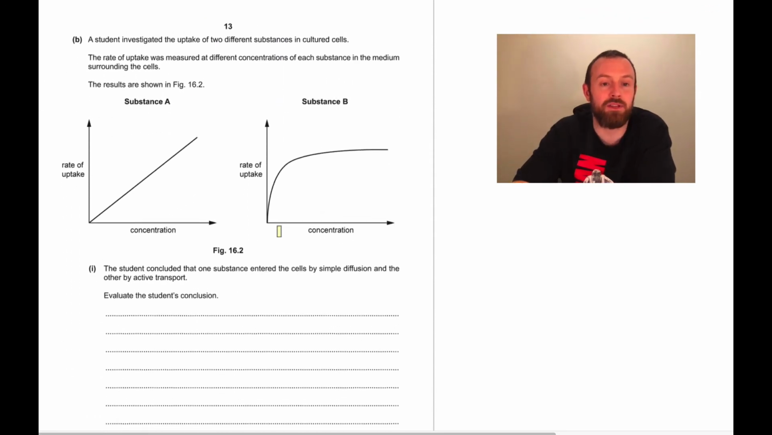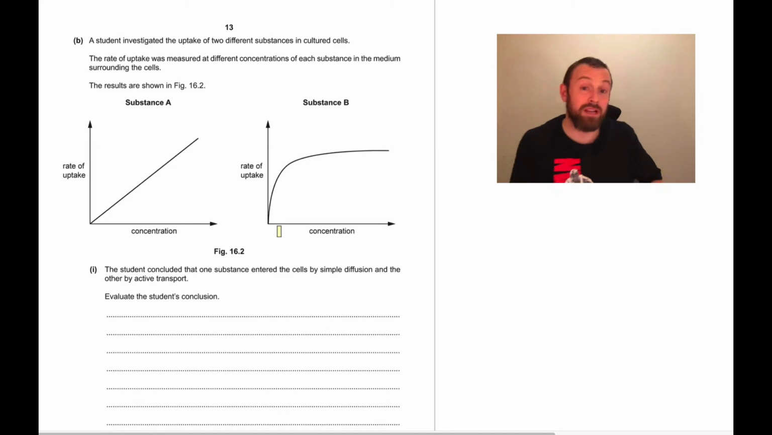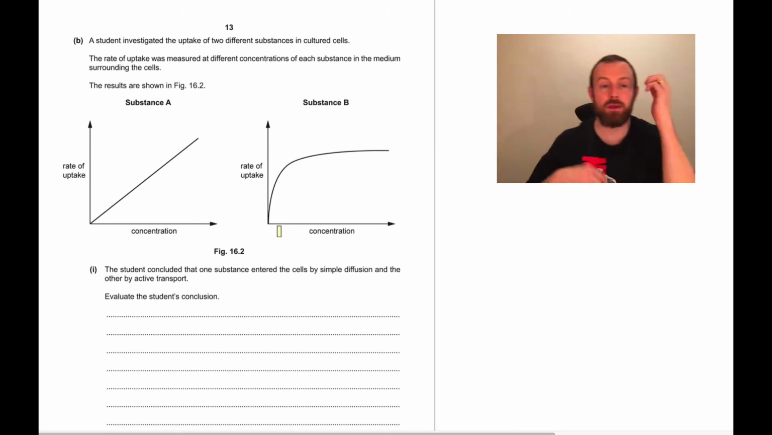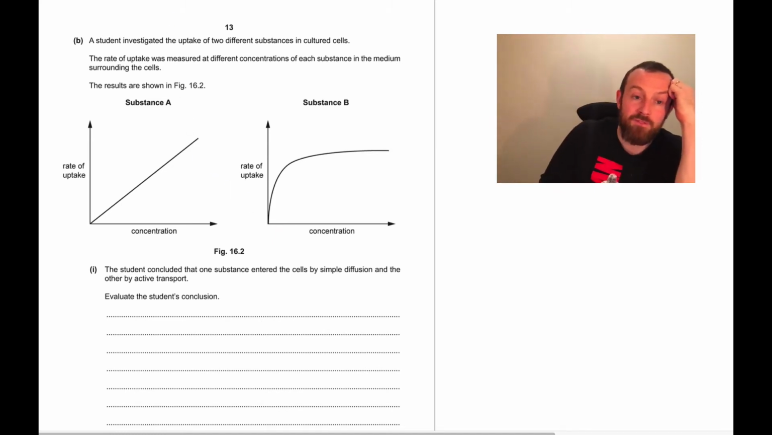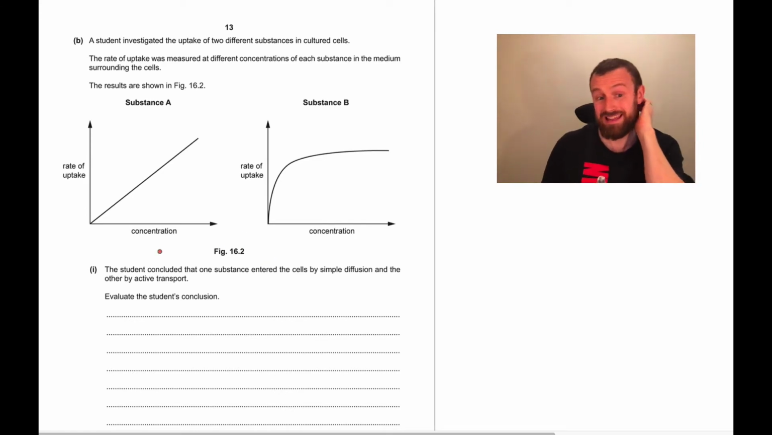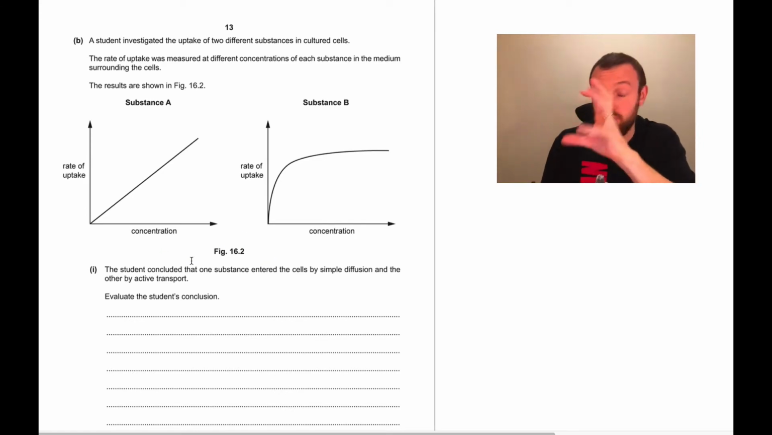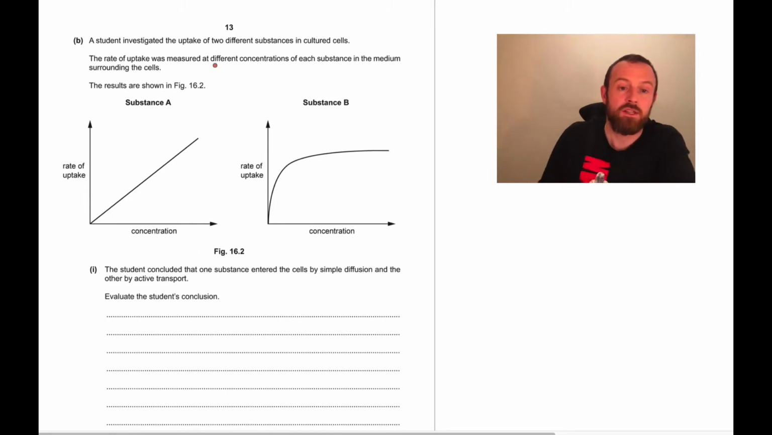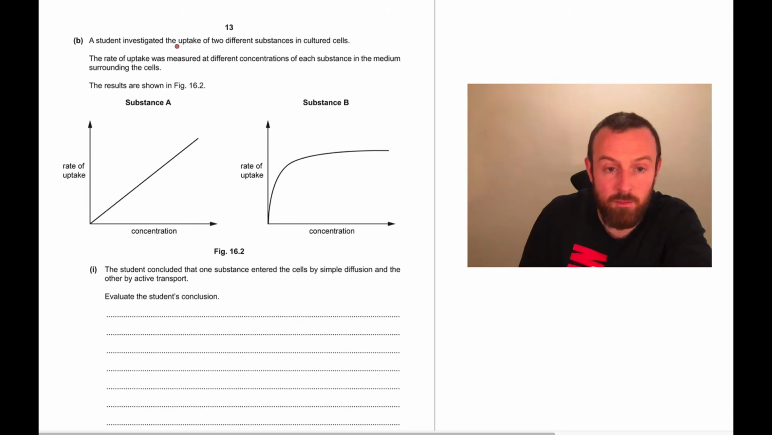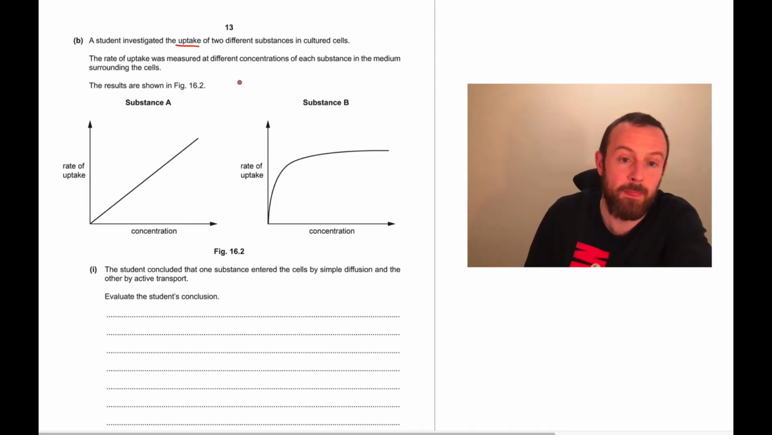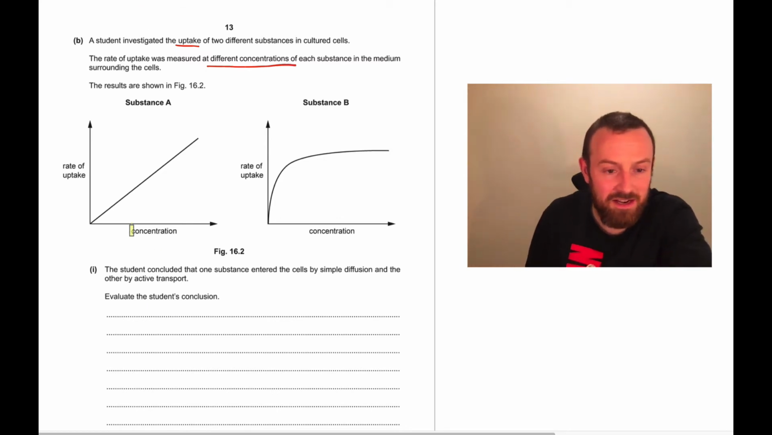Okay, right, now this question was not brilliantly done when I've looked at some past papers. The first thing you've got to do in this question is look at the axes of the graphs and try to figure out what is going on. A student investigated the uptake of two different substances in cells, and the rate of uptake was measured at different concentrations. So this axis down here, the x-axis, is the concentration.